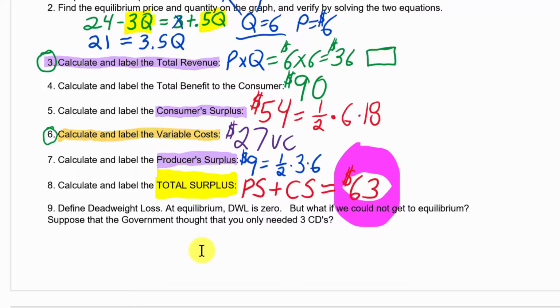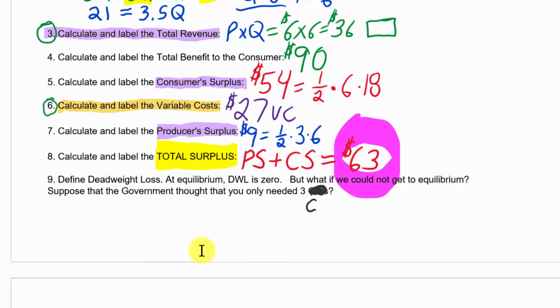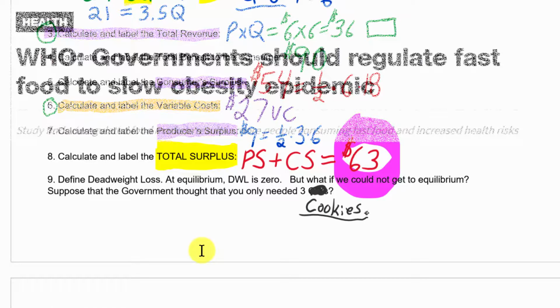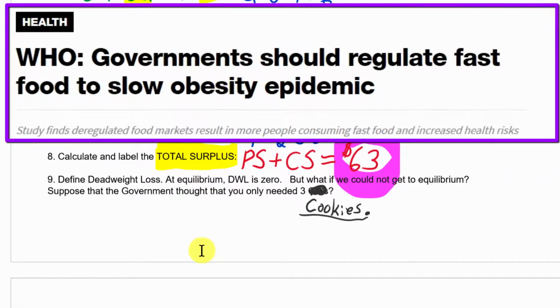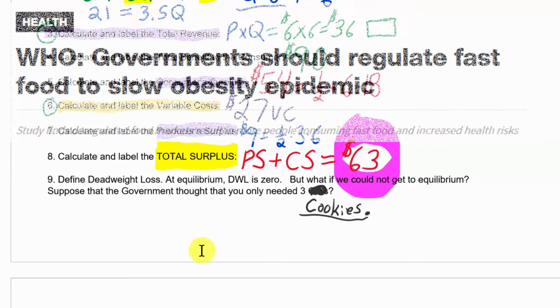Suppose the government thought we only needed 3. My version still says CDs here. We're talking about boxes of cookies. So suppose the government said, hey, Dr. Berkey, you're too fat. You don't need 6 boxes of cookies. We're only going to let you buy 3 boxes of cookies. Let's look at what would happen in that case.